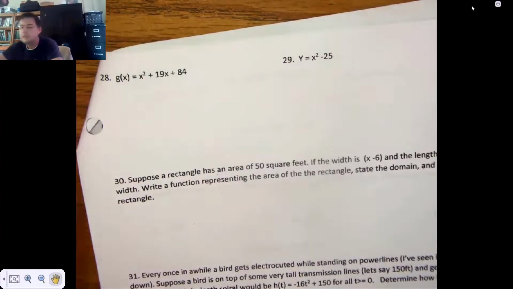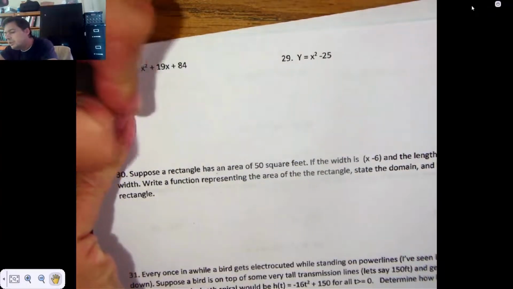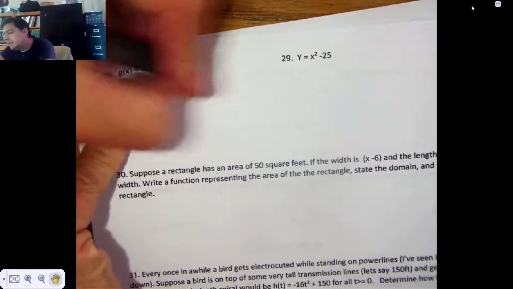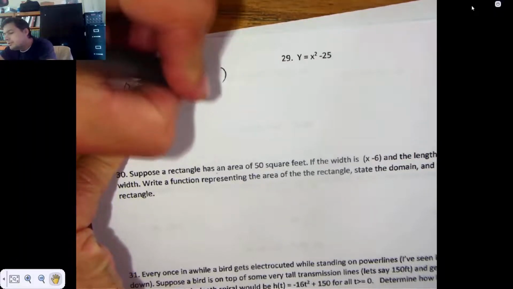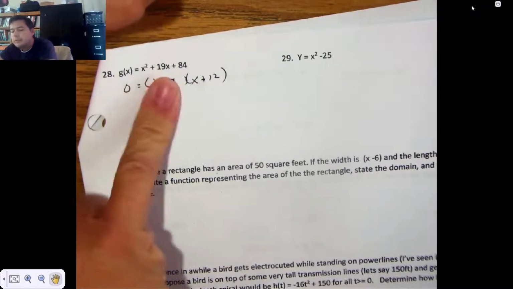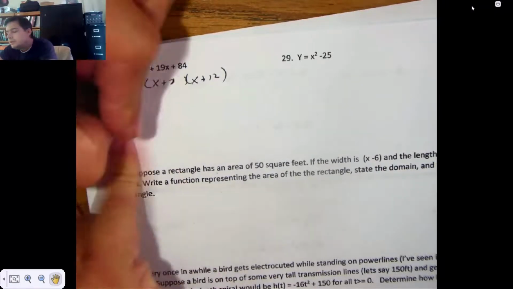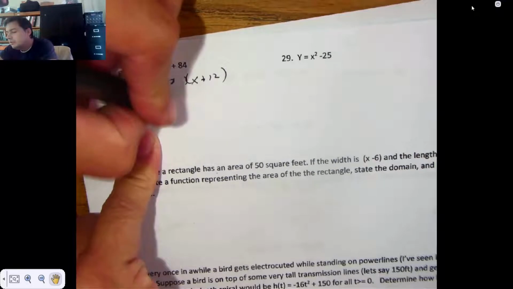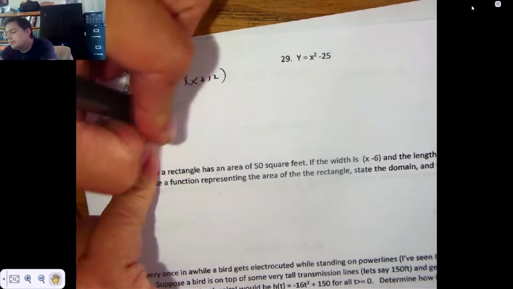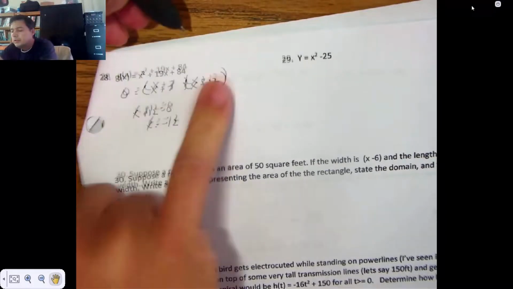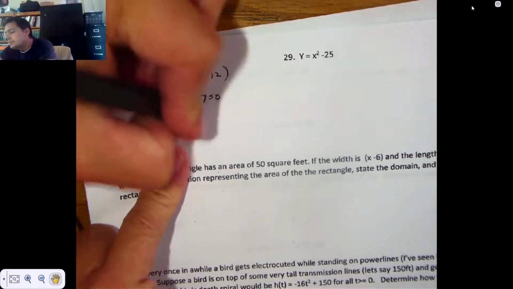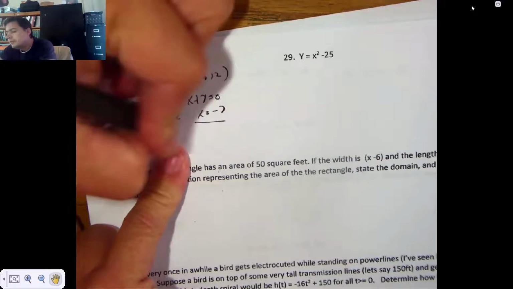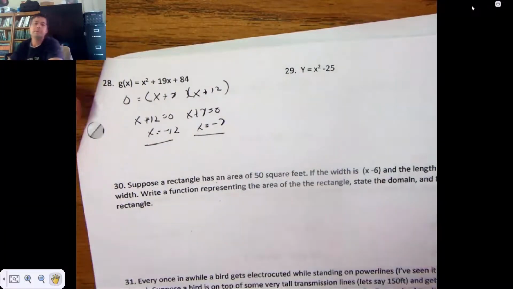Let's find the zeros. To find the zeros, we let y be 0. And then we factor. That's x plus 7, x plus 12. Use the cover-up technique. X plus 12 is 0, and that tells me that x is negative 12. X plus 7 is 0, and that tells me that x is negative 7. Those are my zeros, better known as x-intercepts.